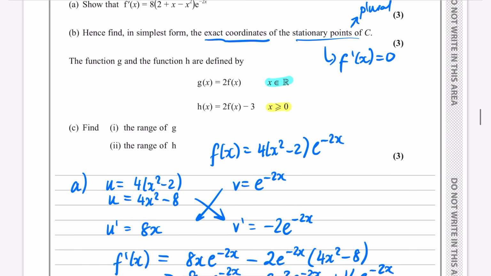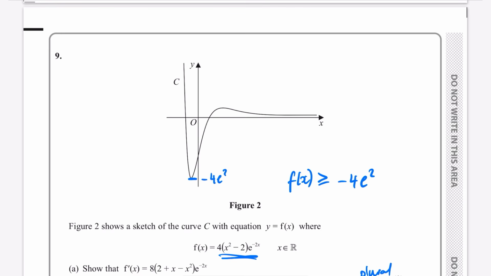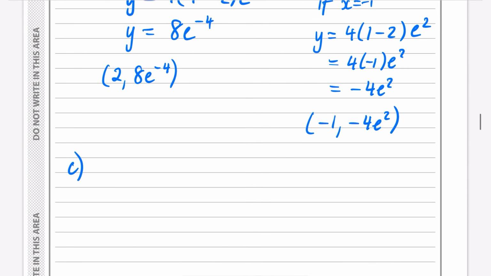The difference is, in this transformation, everything is being stretched. So instead of the range being greater than minus 4e squared, it's going to be greater than or equal to minus 8e squared. So for g of x, we're going to say that it is greater than or equal to minus 8e squared.